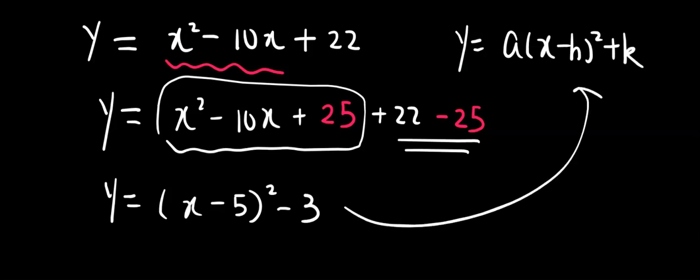Well, it is a times (x minus h) squared plus k, where (h, k) is the vertex. In this case, that is (5, negative 3).